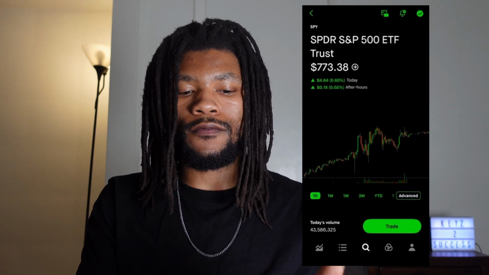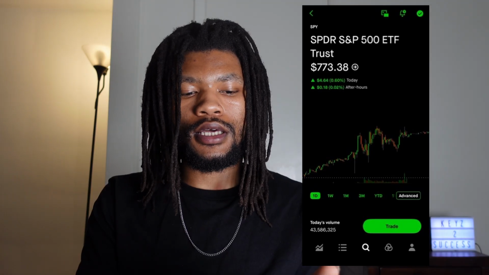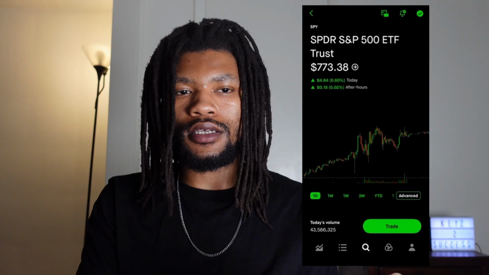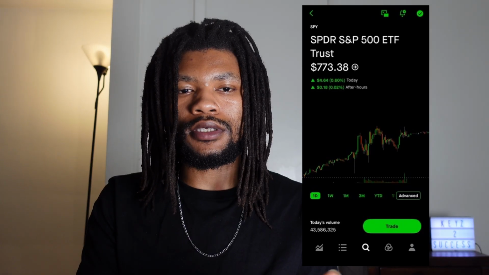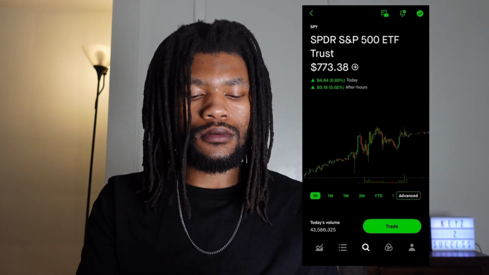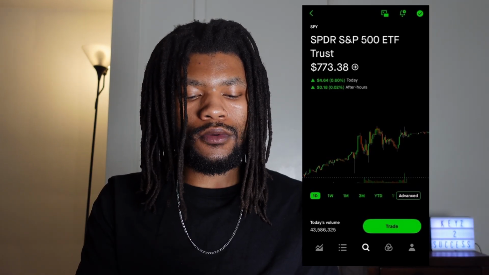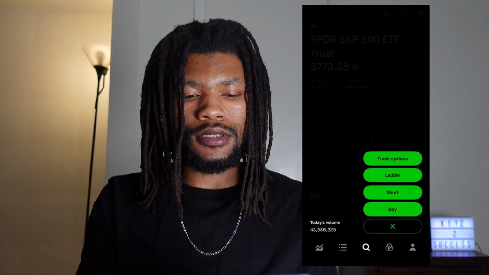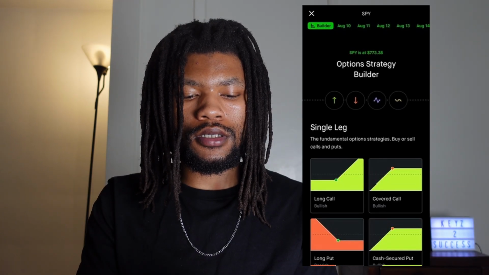So we're looking at the S&P 500, and the ticker symbol for that is SPY. You'll see it at the top left. A ticker symbol is just the abbreviation of the stock. Like for Apple, it's AAPL. For Tesla, it's TSLA. For the S&P 500, it's SPY. So we just call it SPY. Anyway, you click on trade, and then you go to trade options, and it's going to pull up a bunch of dates. You see all these dates right here.